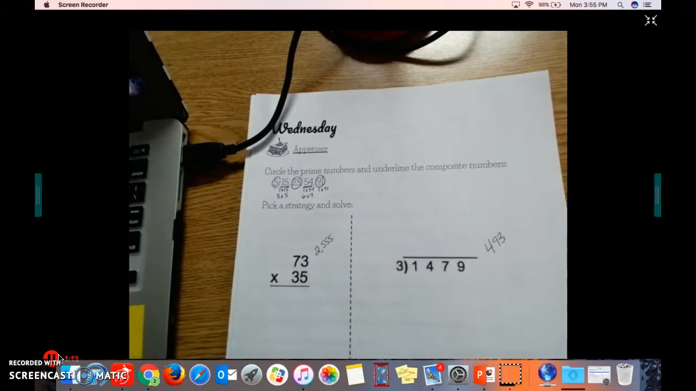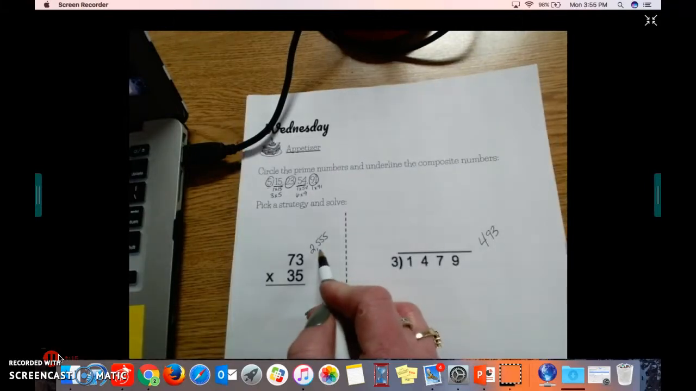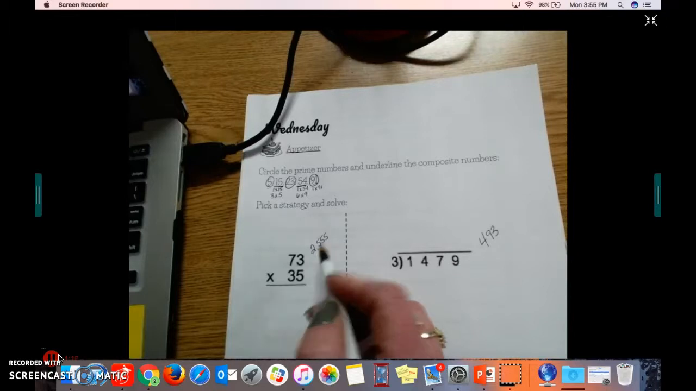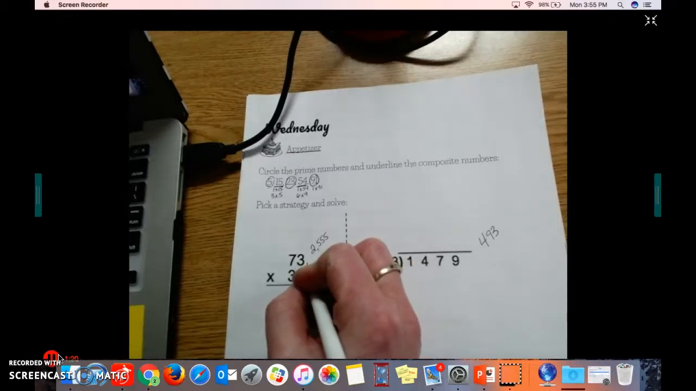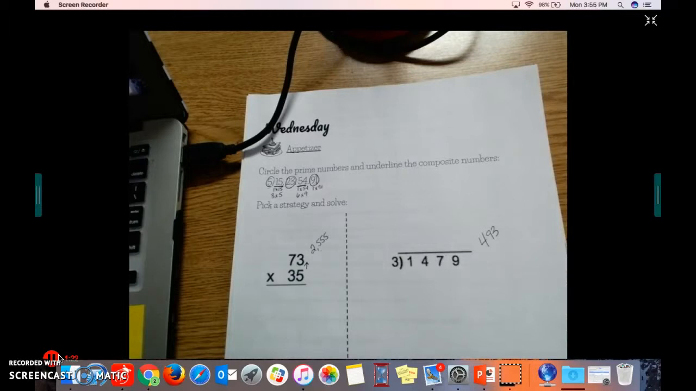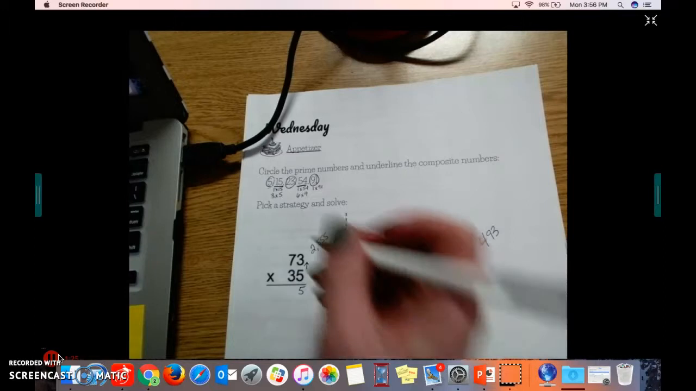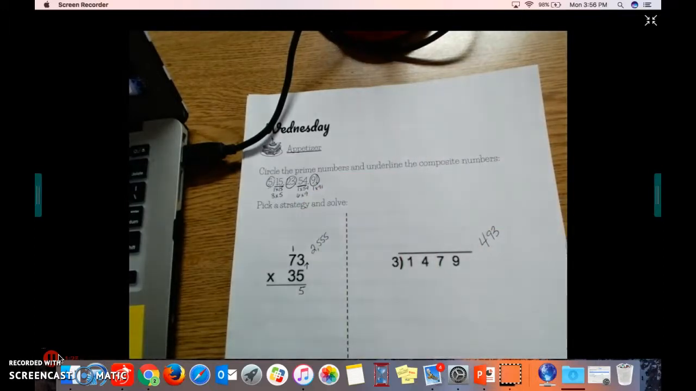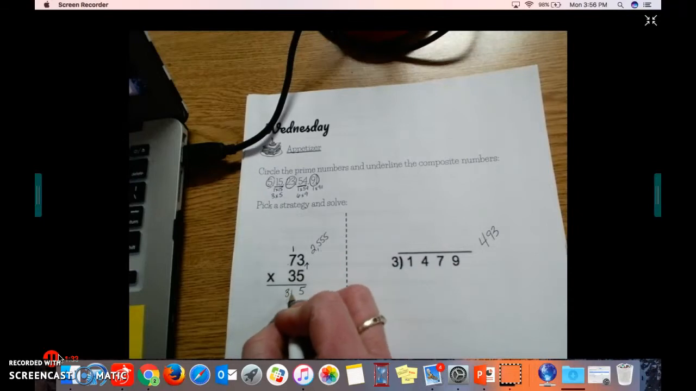Okay? For your multiplication problem, you should have got 2,555. If you did not get that correct, you will need to follow along here with the steps. So our first step is to go up. I know 5 times 3 is 15. So I have 5. I regroup my 10. 7 times 5 is 35, plus 1 more 10 is 36.